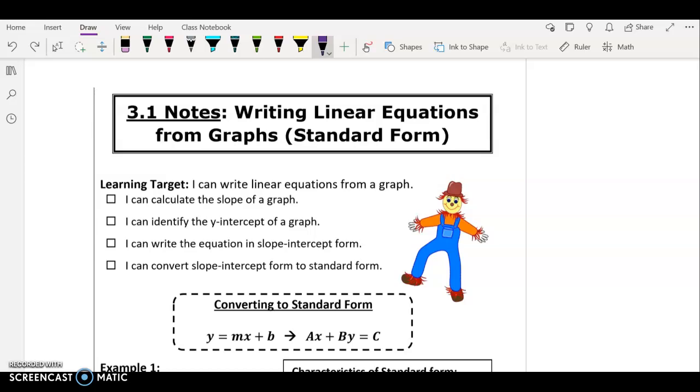Hi, everyone. So we are starting out Unit 3 with being able to write equations from graphs, which is the opposite of what you learned in the last unit, which was you were graphing the equation we gave you. Now you're writing the equation and not having to graph the line. So here's our learning target. I can write linear equations from a graph.